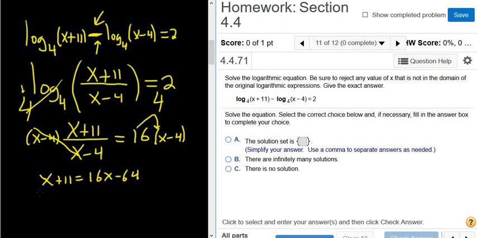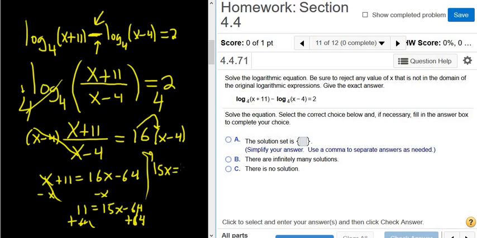So maybe subtract the x, so minus x, minus x. So we get 11 equals 15x minus 64. Add 64 to both sides, so plus 64, plus 64. So we end up with 15x equals 75, I believe. Yeah, 64 plus 11 is 75. And then 75 divided by 15, that's going to be 5, I believe. Yeah, 5. So x is 5.